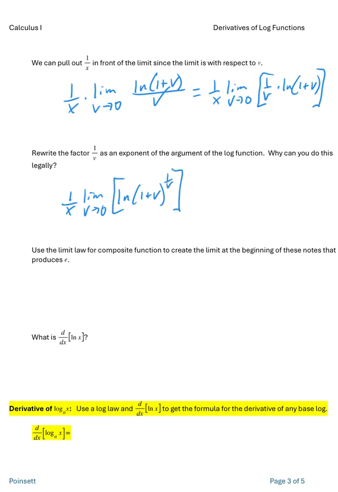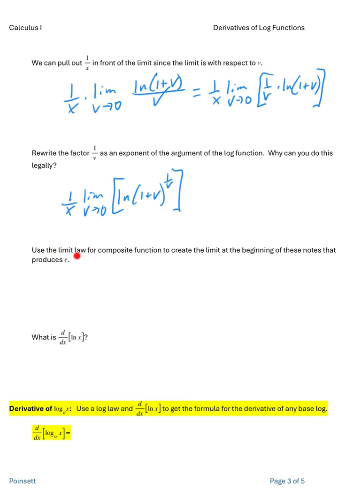Now remember, our objective here is to create the limit that would yield the natural constant e. And technically, if we had the limit as v approaches 0 of just 1 plus v to the 1 over v, that would give us the natural constant e. However, we've got this natural logarithm in here. We can't pretend that it's not there.